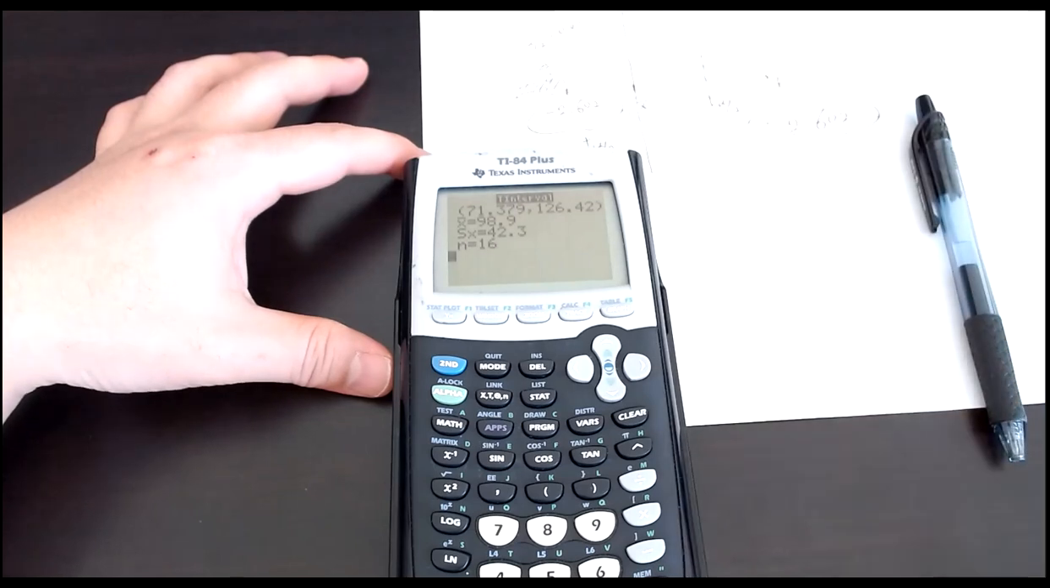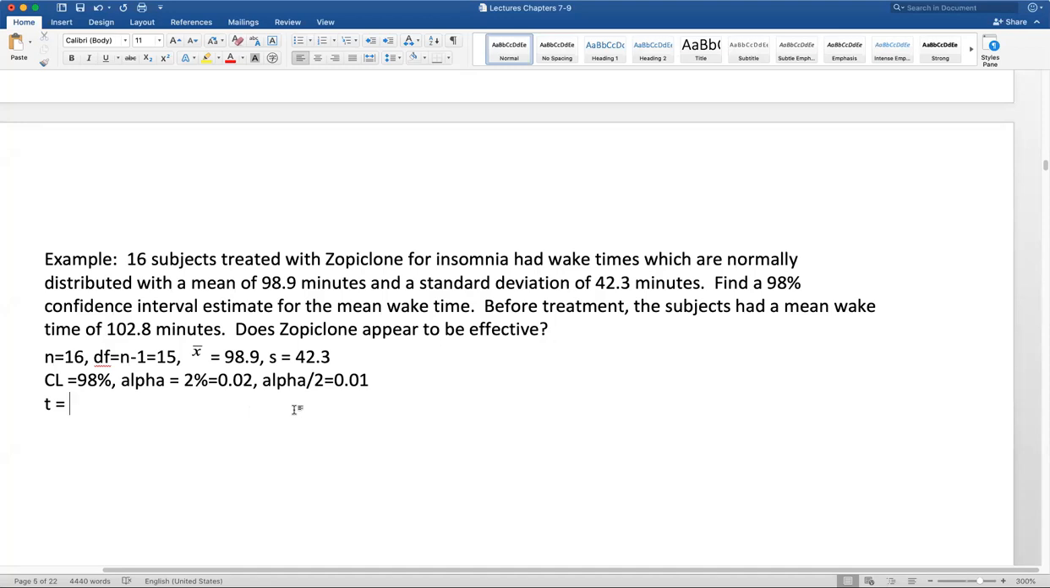Let's see. What I mean is this. By the way, let me copy the confidence interval, CI. That's 71.379, comma, 126.42. That's the confidence interval. What does that mean? 71.379 and 126.42.